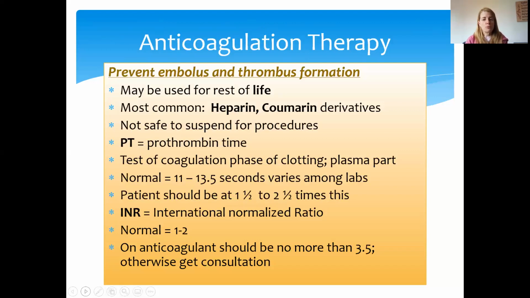We want to know their prothrombin time, their clotting time, their coagulation time. Normal would be between 11 and 13 seconds. Their INR, normal is 1 to 2. INR for a patient who is on anticoagulants should not be more than 3.5. If it's more than 3.5, that would mean that they're not coagulating in a timely fashion, and we would need to get a consultation. We don't want to go in and do some scaling, which is going to cause bleeding, and not have a patient be able to stop bleeding. So cause a medical emergency from our dental cleaning.